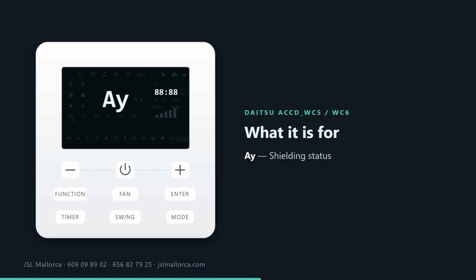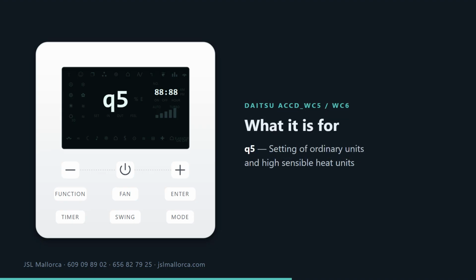Code AY. According to the manufacturer, shielding status. Code N3. According to the manufacturer, compulsory defrosting. Code Q5. According to the manufacturer, setting of ordinary units and high sensible heat units. Code Q7. According to the manufacturer, select degree Celsius or Fahrenheit.